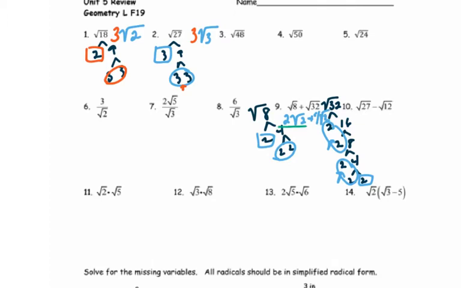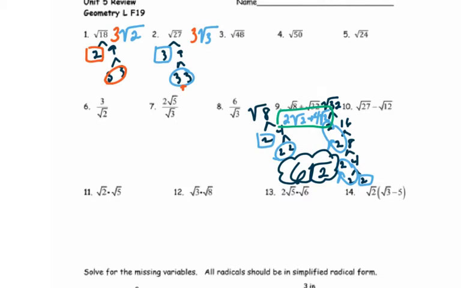So now we can add these. We broke them down so that now we can add them. 2 root 2 plus 4 root 2 leaves us with 6 root 2. So then you'll do the same thing with number 10.